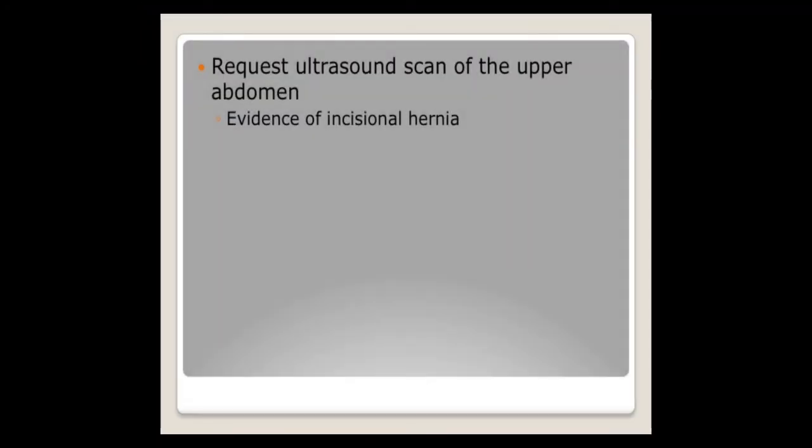The most obvious differential from this presentation is that of an incisional hernia through the laparotomy scar, which you would want to confirm using ultrasound. It may also be possible to tell whether or not the hernia is reducible and whether or not it contains just preperitoneal fat or bowel, which may influence your timing of surgical repair.